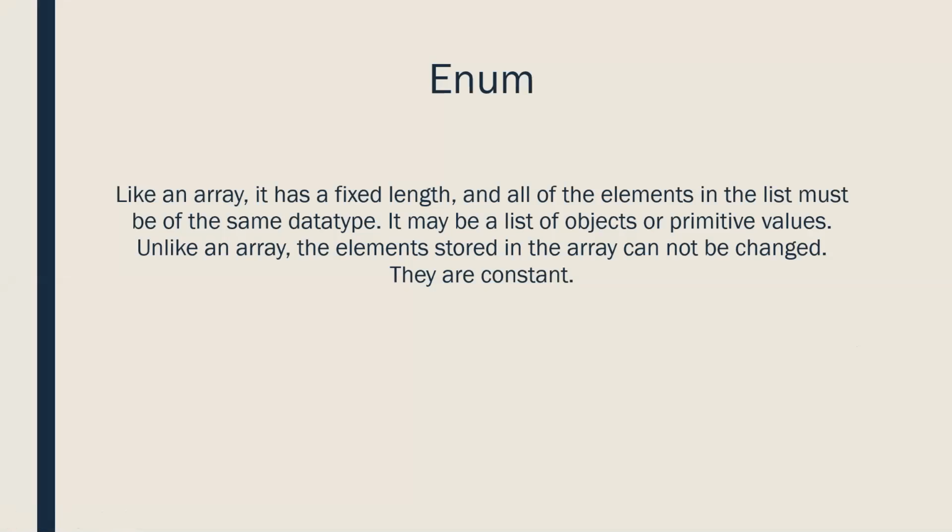Now let's talk about enum. Like an array, it has a fixed length, and all of the elements in the list must be of the same data type. It may be a list of objects or primitive values. Unlike an array, the elements stored in an enum cannot be changed, which means they are constant.